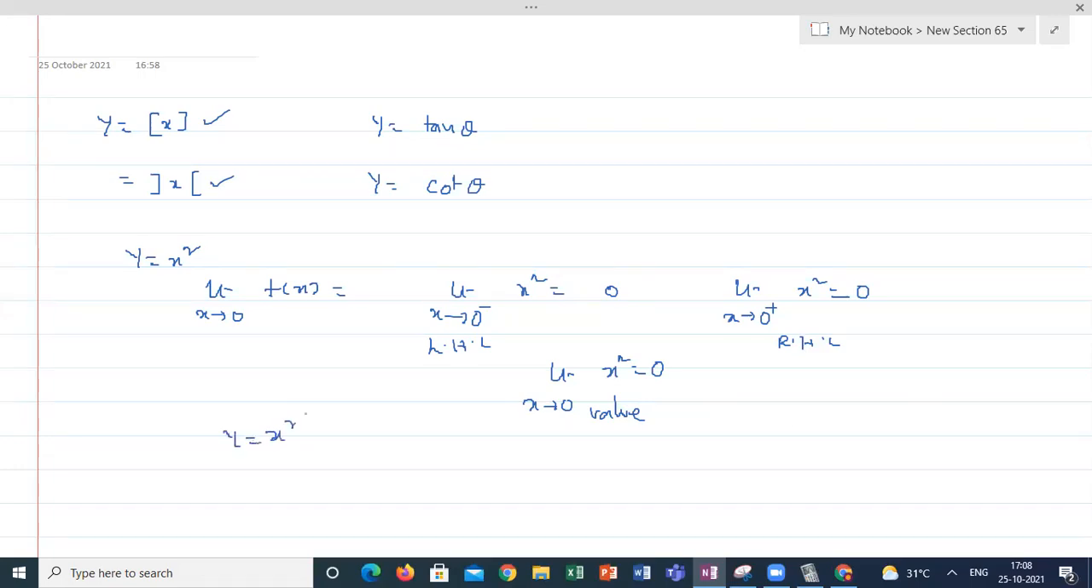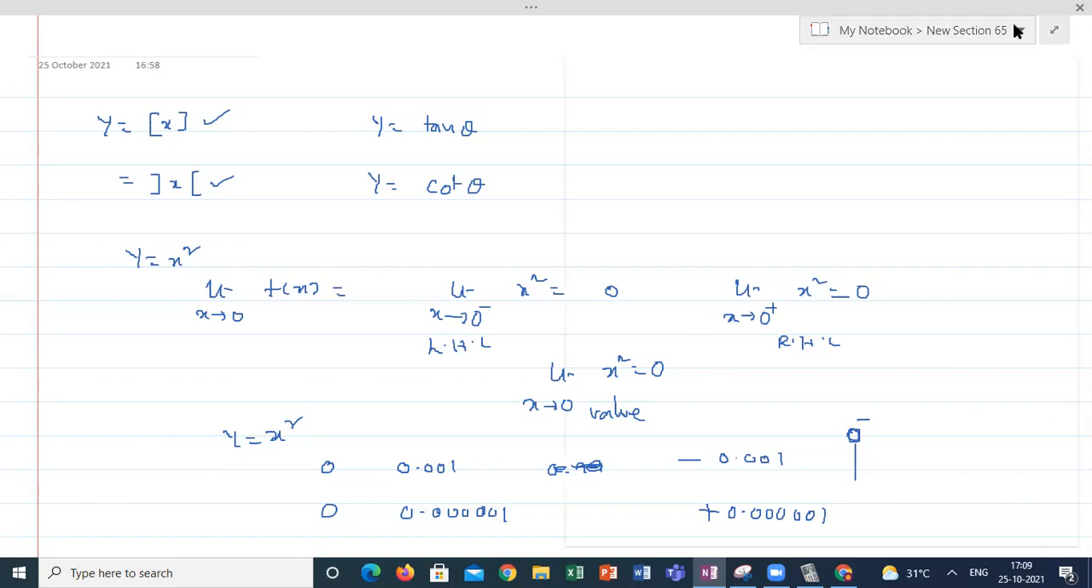Assume y is equal to x square. And approaching 0 means what? Either it is 0, or 0.001, or 0.90. 0 minus means how much approximately? What is the value of 0 minus? Minus 0.001. If I'm taking this one, the square will be 0.000001. This also, plus 0.00001. So approximately all are approaching 0 only.